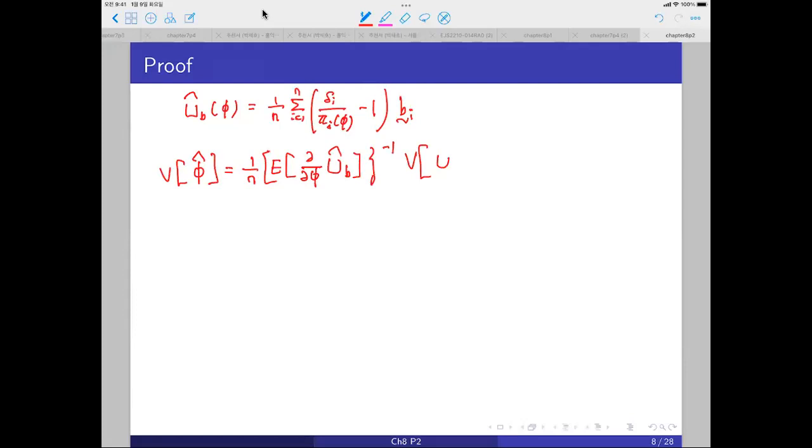Okay, let's do it this way: the variance of U-hat_B(phi) times, right? Something like that. So all you have to do is compute two terms. One is the expectation of the partial derivative. The other one is the variance of the U-hat.